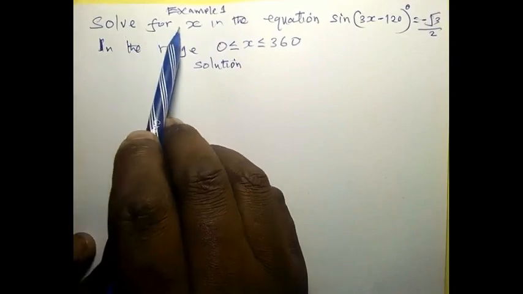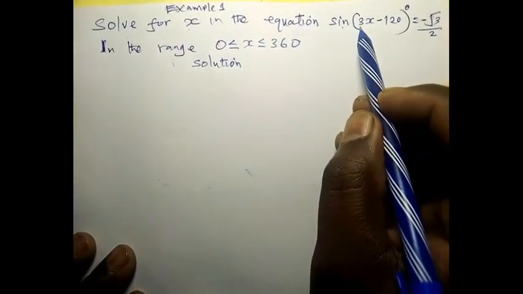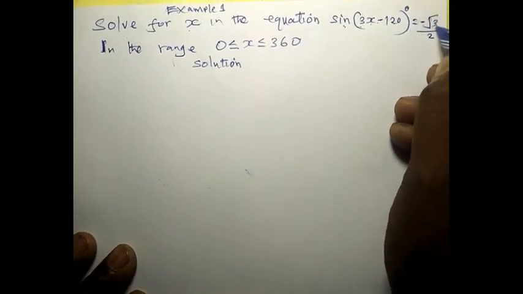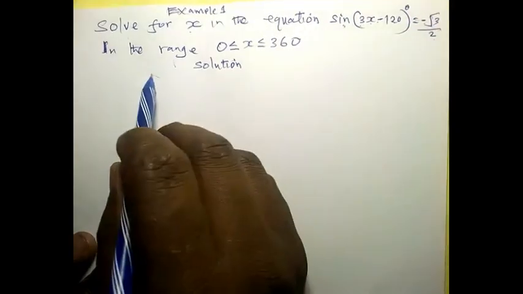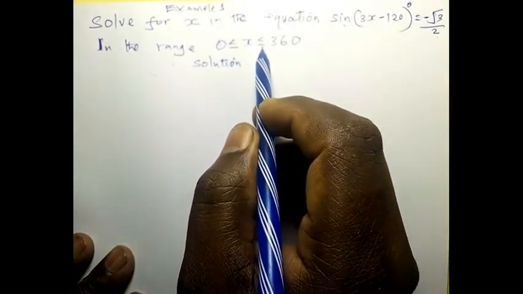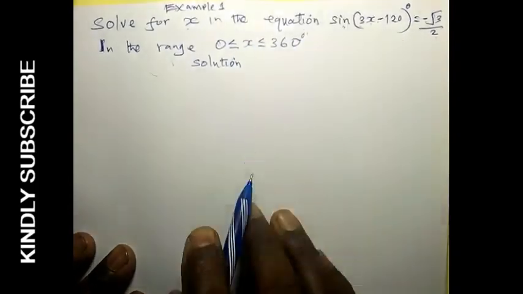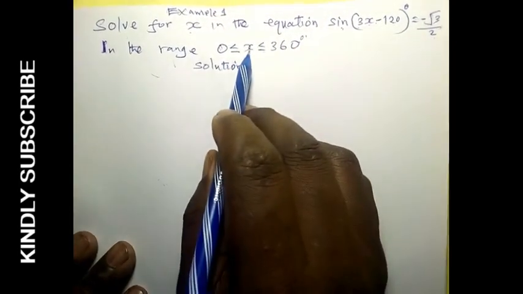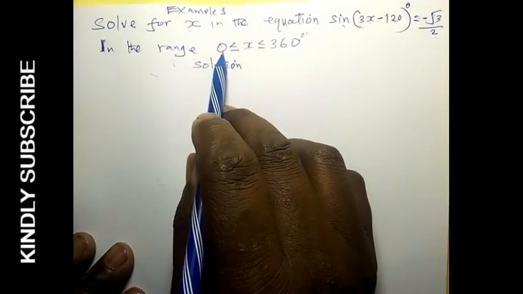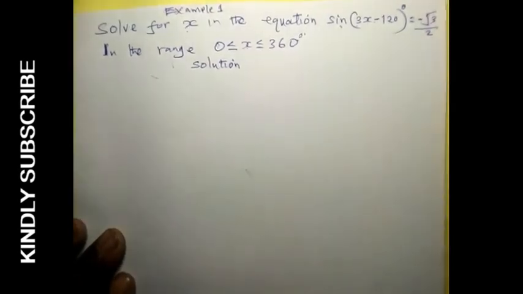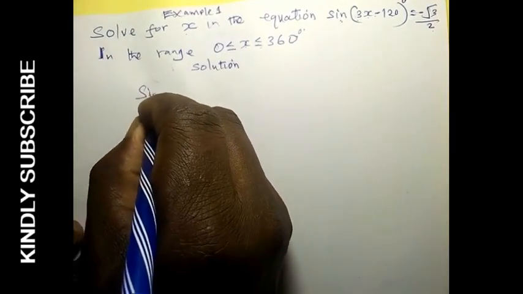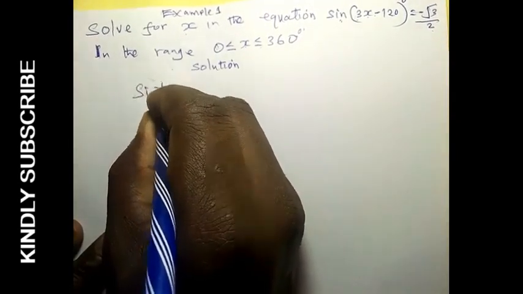Example 1. Solve for x in the equation sine of (3x minus 120 degrees) equal to negative root 3 divided by 2, in the range 0 less than or equal to x less than or equal to 360 degrees. So our range is, all the values of x we are supposed to get should be between 0 and 360. How do we approach this one? First, we want to find sine inverse so that we can get this angle.